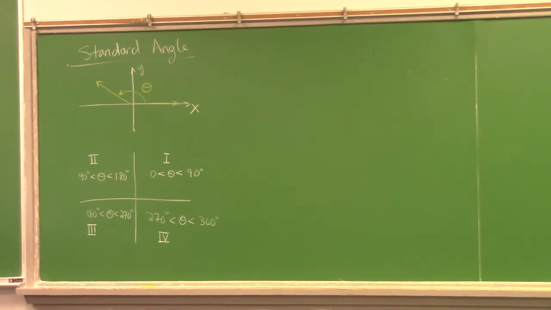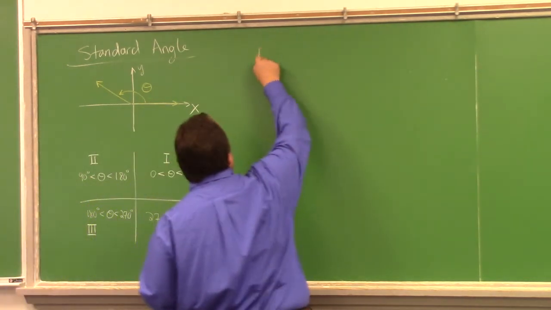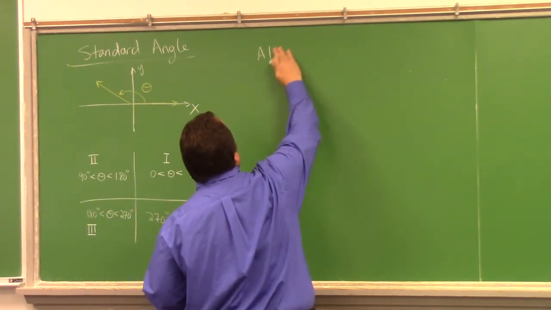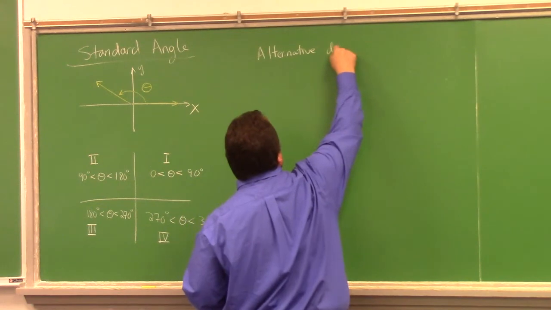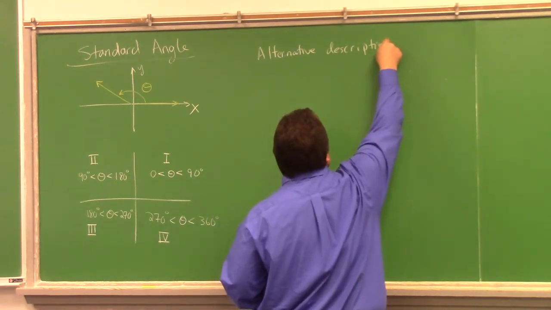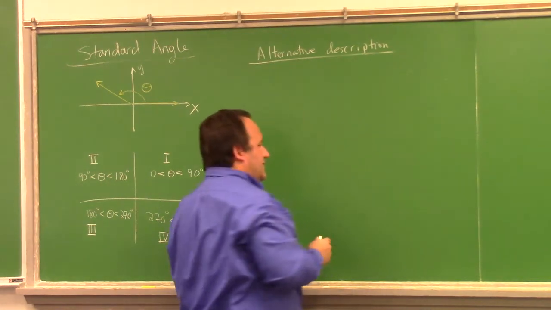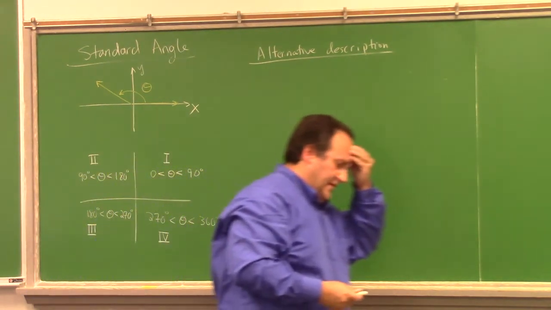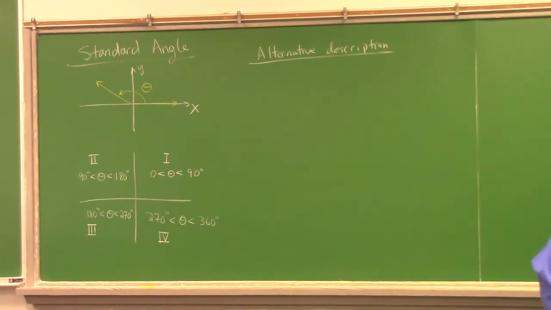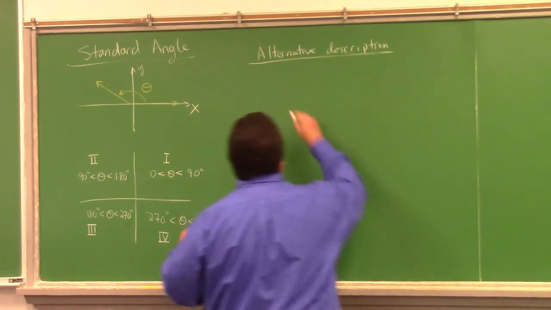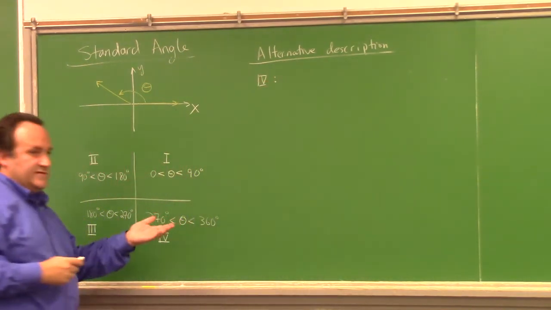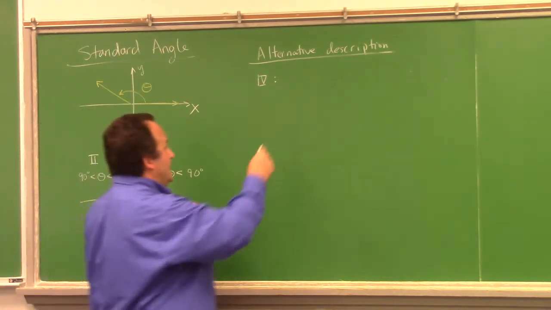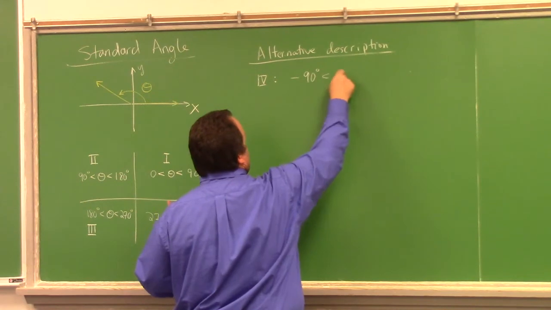But there are other choices, right? Let me just talk a little bit about alternative descriptions. And this goes to, the book uses the term, I think, coterminal. Angles are coterminal, is that right? So for quadrant 4, for example, instead of saying 270 degrees to 360 degrees, we could also say that's like minus 90 degrees to 0, right?